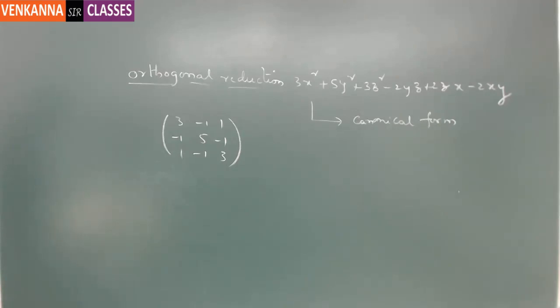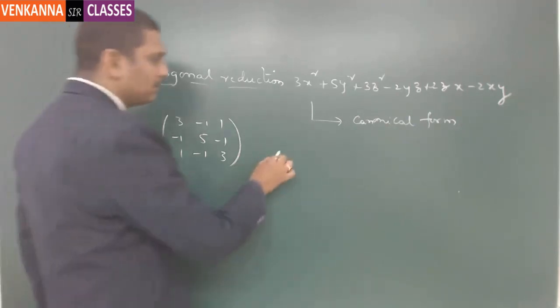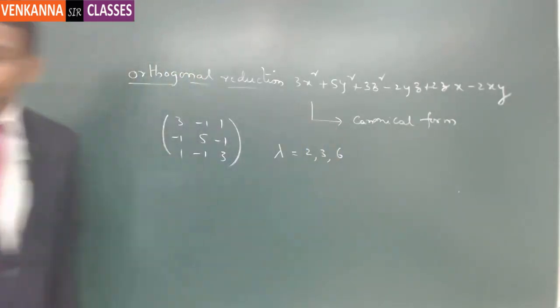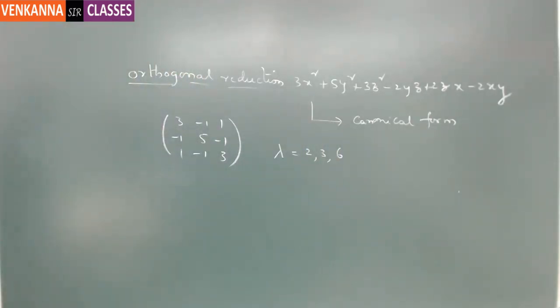I think all of you accept this, and I have given the corresponding characteristic equation for this matrix, and we have discussed the eigenvalues, which are lambda values 2, 3, 6. Since all the eigenvalues are positive, the given quadratic form is positive definite.